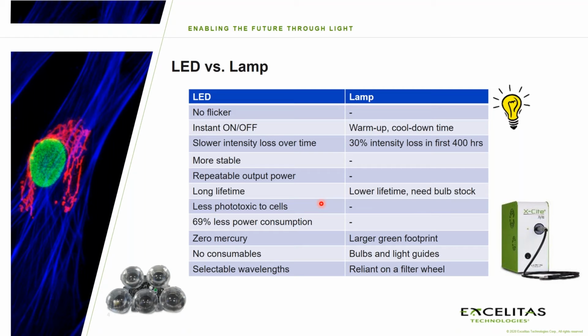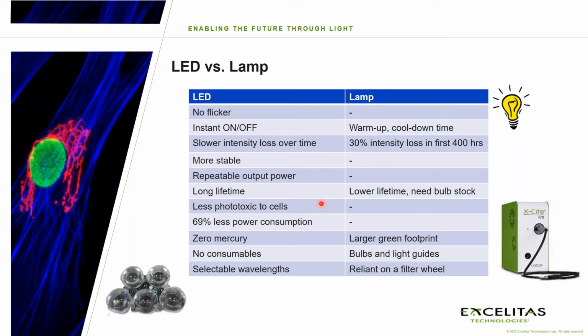LEDs, from a study that I did a few years ago, seem to be less phototoxic to cells than lamps. And I can send you the link to that paper if you're interested in more details. But it was very preliminary results that showed that cells are happier when being imaged by LEDs versus lamps. And there's one where a worm actually stops moving when imaged with a lamp, but it continues to wiggle when imaged with LEDs.